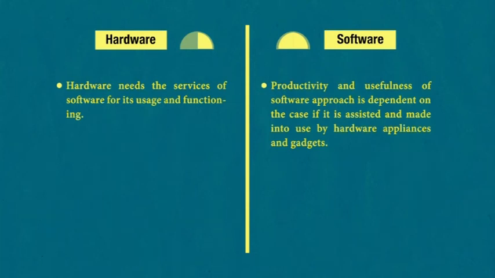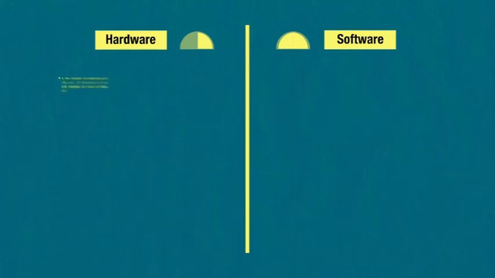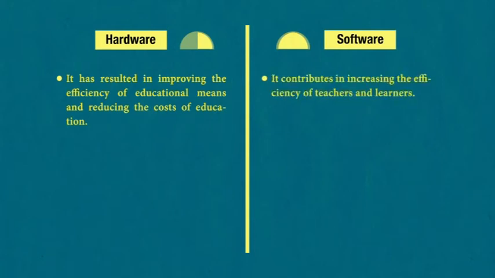Productivity and usefulness of software approach is dependent on the case if it is assisted and made into use by hardware appliances and gadgets. Hardware approach has mass appeal and utilization, whereas software approach doesn't have such appeal to masses. Hardware has resulted in improving the efficiency of educational means and reducing the cost of education, whereas software contributes in increasing the efficiency of teachers and learners.